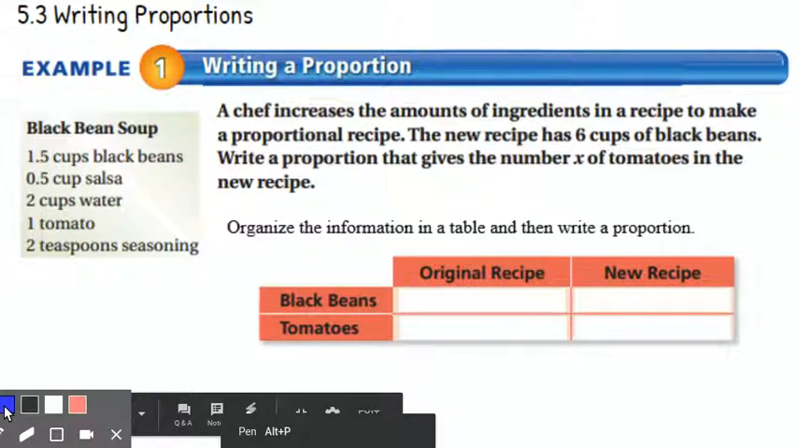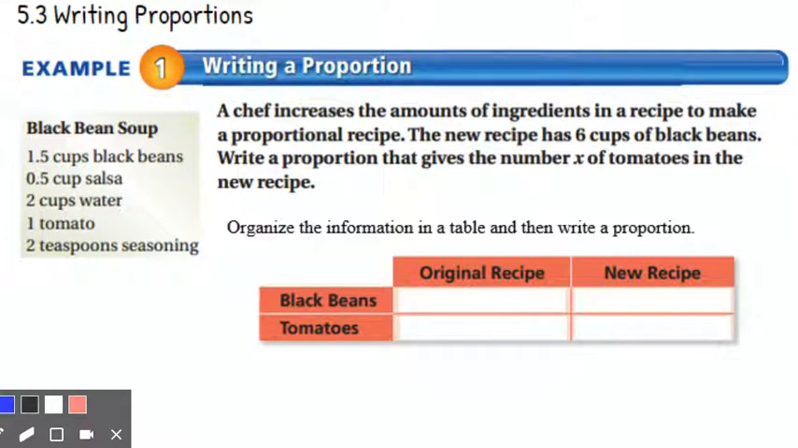So when we work out example 1, writing a proportion, it says a chef increases the amounts of ingredients in a recipe to make a proportional recipe. The new recipe has 6 cups of black beans. Write a proportion that gives the number X of tomatoes in the new recipe.